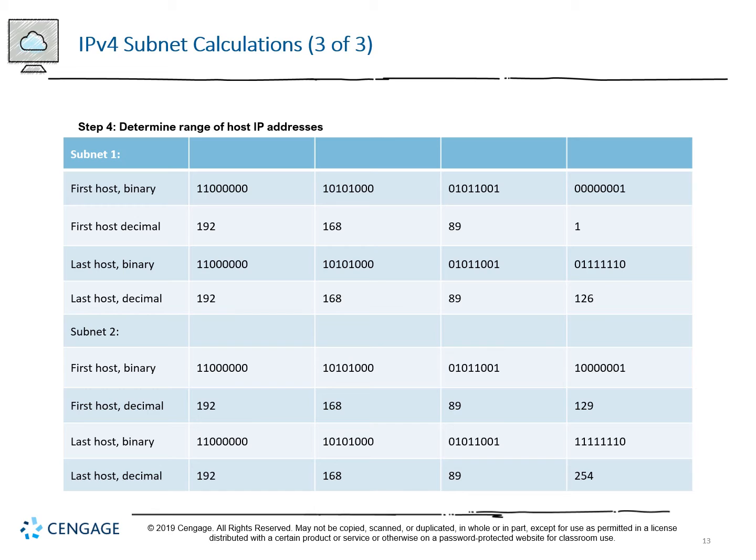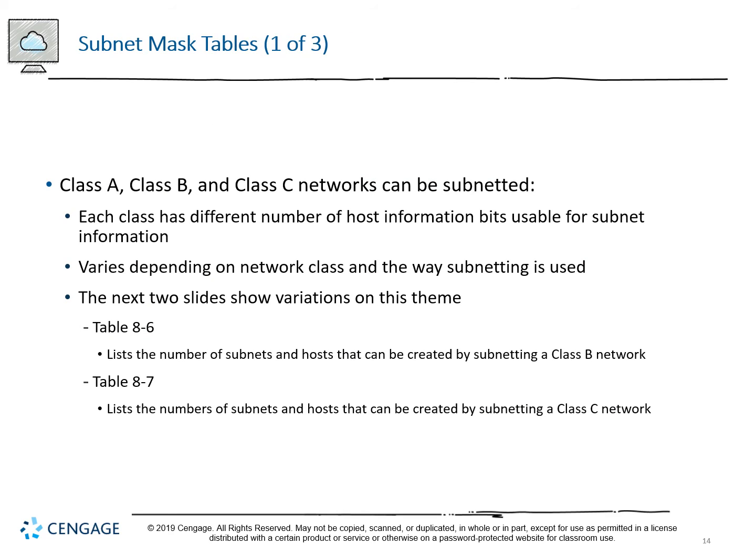We see here also the network ID for subnet 2 is 128, so the first host must be 129. And the broadcast would normally be 255, so the last host must be 254. Now class A, B, and C networks can be subnetted, and every class is going to have a different number of host information bits based on the length of their mask. So let's take a look at 2 slides to show variations on this theme, class B and class C subnetting.